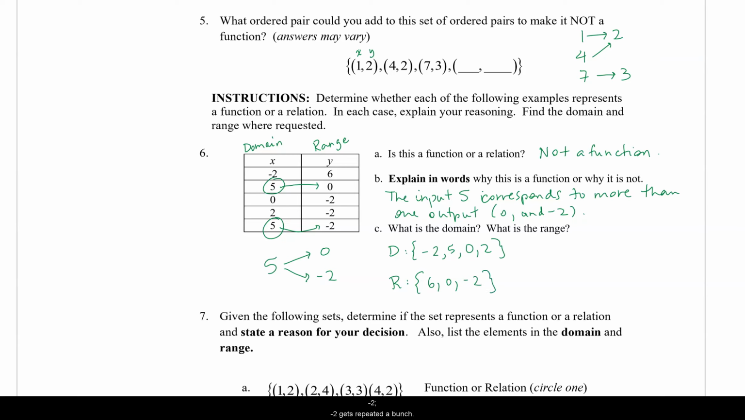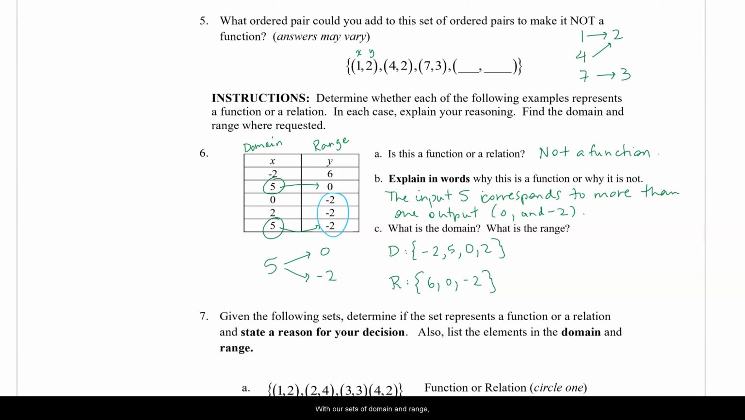The range, we're going to write our values in the range, 6, 0, -2. -2 gets repeated a bunch. Notice it does not matter that in the range we have 3 inputs being mapped to exactly the same output. We could have all the values in the domain go to only one value in our range, and we still have a function. We'll see some of those a little bit later.